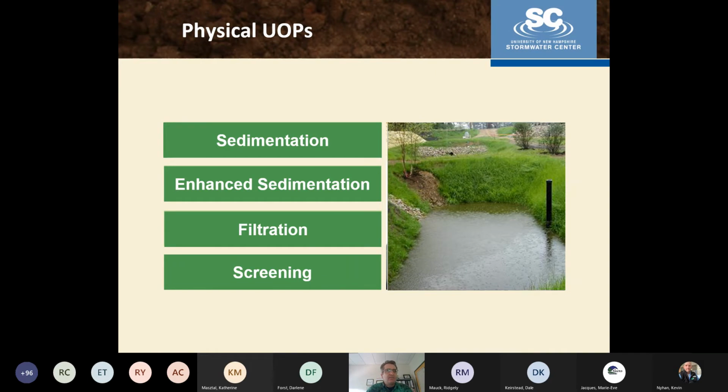Screening is something not so much used here, maybe in some of the urban centers, more in California, where they have a TMDL for 100% removal of trash. So this would be screening or filtering outfalls and outlets to remove gross solids and other floatables.